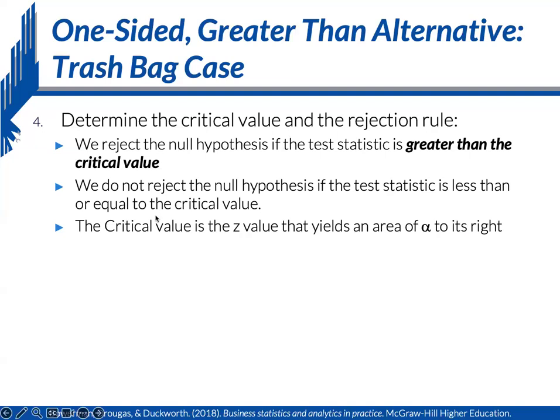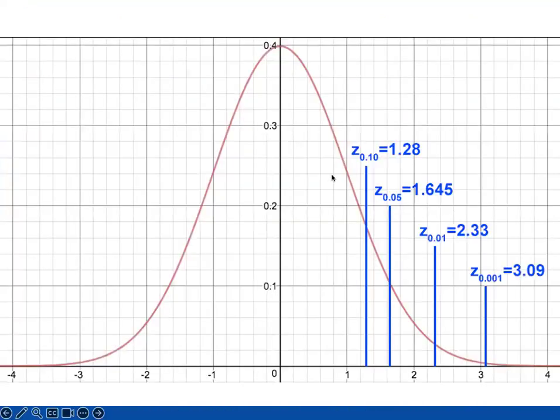Now, how do we determine the critical value? The critical value is a z-score that yields an area of alpha to its right. So for each value of alpha, there is a corresponding critical value that we will be comparing against the test statistic. So since we have four values of alpha, therefore we have 4 critical values as well that will be compared to the test statistic. So again, the critical values are z-scores whose area to the right is equal to alpha.